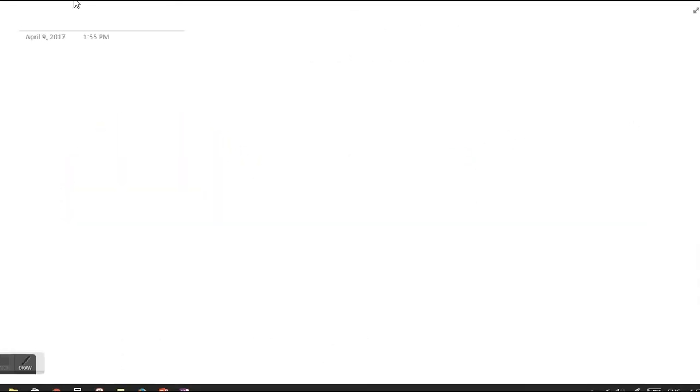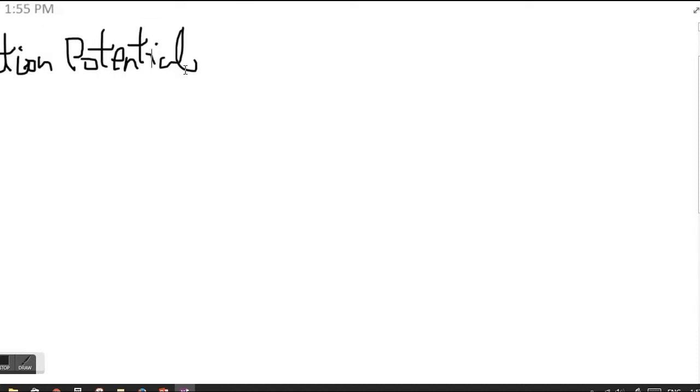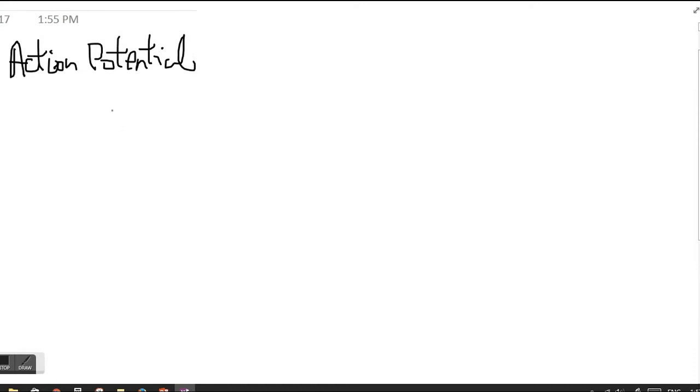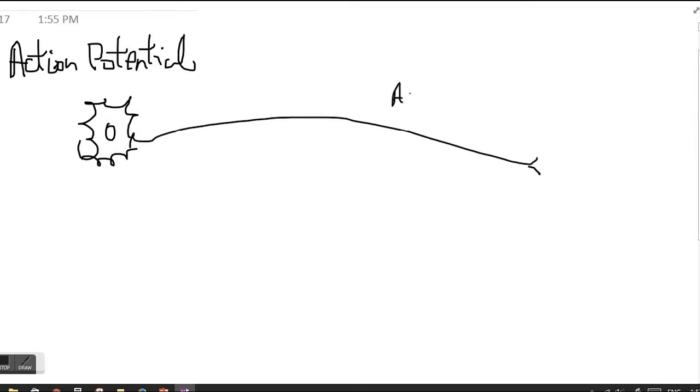In this video, I am going to explain the concept of action potential. Action potential is basically the mechanism used by a neuron to transmit signals along the axon. So very quickly, just to refresh your memory, here is a typical neuron, and you will have the axon right here, and action potential is the mechanism used by a neuron to pass signals down its axon.